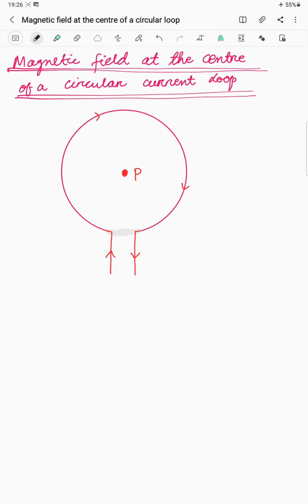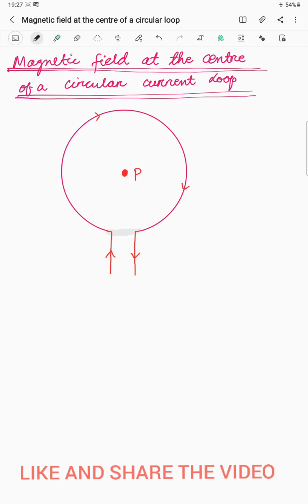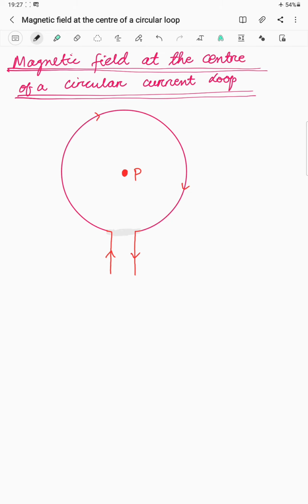In today's class, we'll study the magnetic field at the center of a circular current loop. As you can see, I have considered a circular loop where the current is flowing in the clockwise direction. Because of this circular current loop, what will be the magnetic field at point P that we need to calculate? This comes for a 3-mark question in your CBSE.